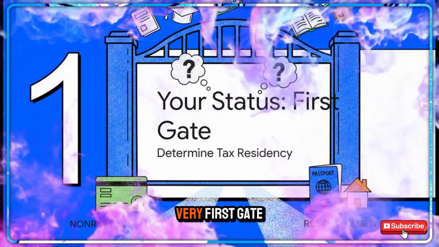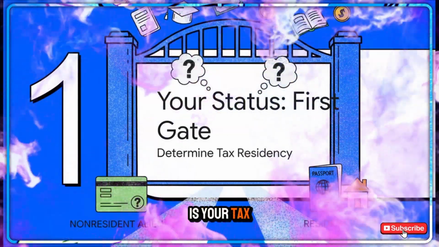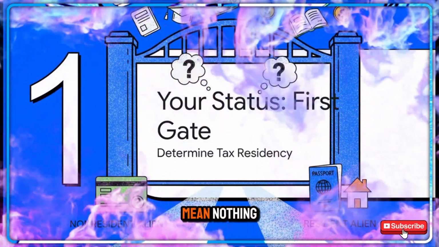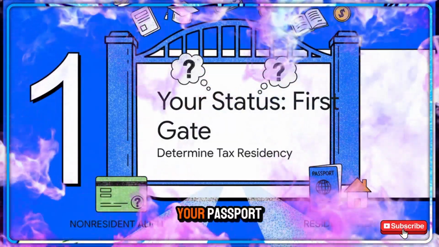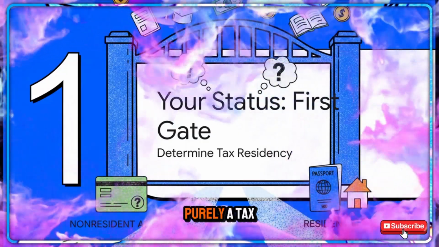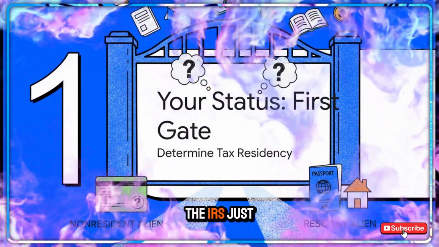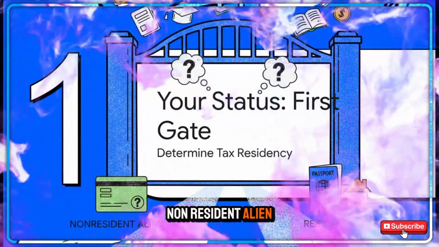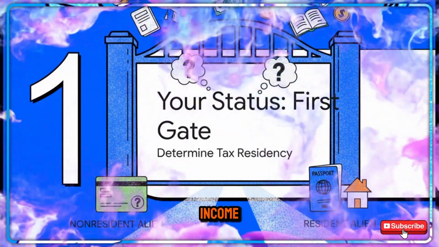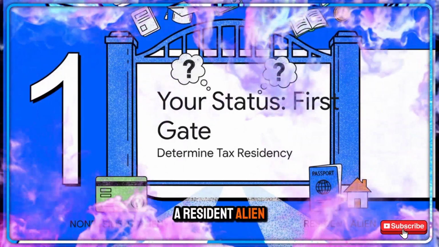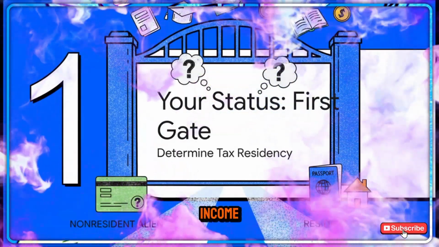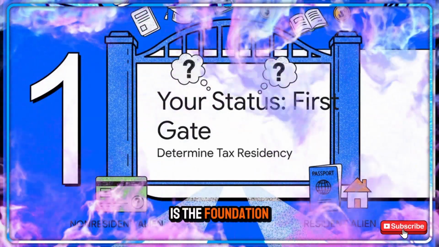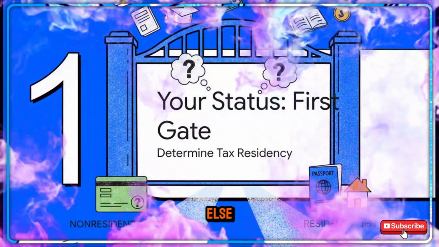All right, the very first gate you have to get through is your tax residency status. Now, this has nothing, and I mean nothing, to do with your visa or your passport. Nope, this is purely a tax definition. The IRS just needs to know how to categorize you. Are you a non-resident alien who only gets taxed on US income? Or are you a resident alien who gets taxed on your worldwide income just like a US citizen? Trust me, getting this part right is the foundation for absolutely everything else.